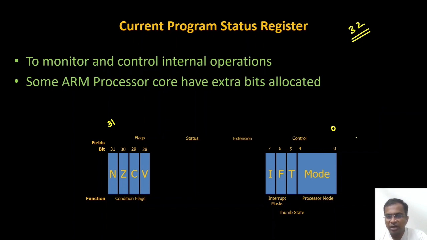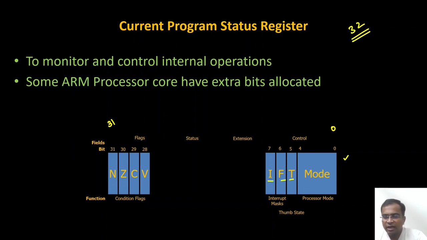So like the same, we are having so many modes of operations in ARM architecture. We will discuss those modes in depth at later stages, but try to understand that there are many modes of operation in ARM architecture. And after that, there is the interrupt mask. Which interrupt has to be masked?